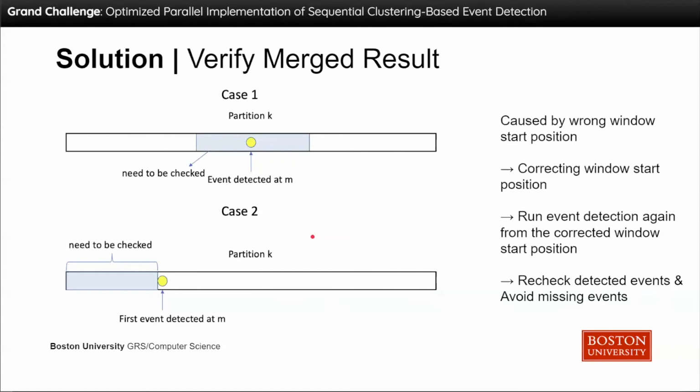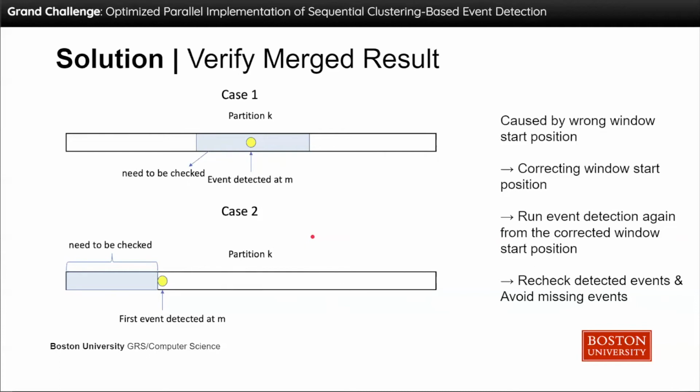However, in the data parallel algorithm, each task cannot know where other tasks have possibly detected an event, and hence cannot know the previously detected event information. Each task starts its window from where its partition starts, and this position can be different from the window start position in the single-thread one.